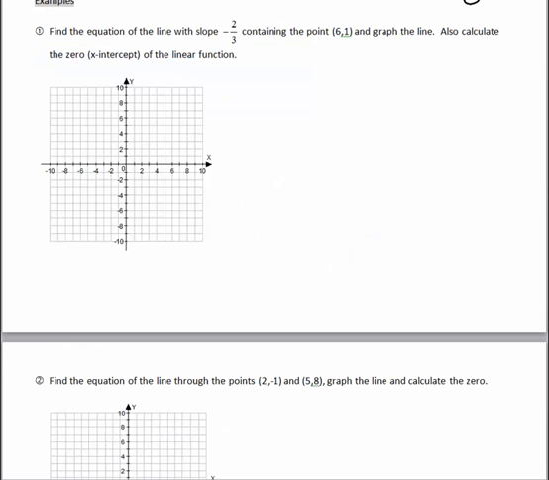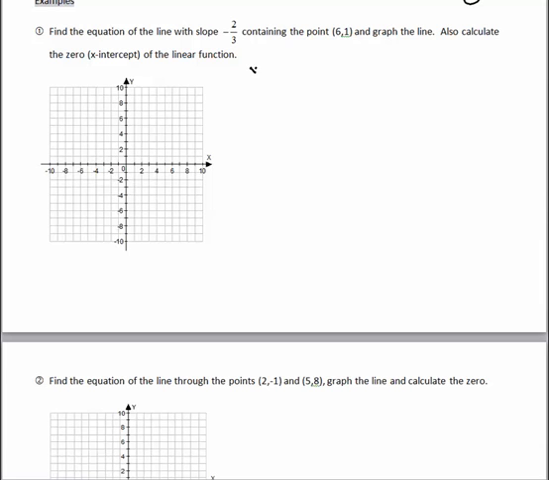Let's look at a few examples of equations of lines and graphs of lines. In the first example, we'd like to find the equation of the line that has slope negative 2/3 and contains the point (6, 1). We'll graph the line and we'll find the 0 or x-intercept of the linear function. So first of all, let's find the equation of the line.